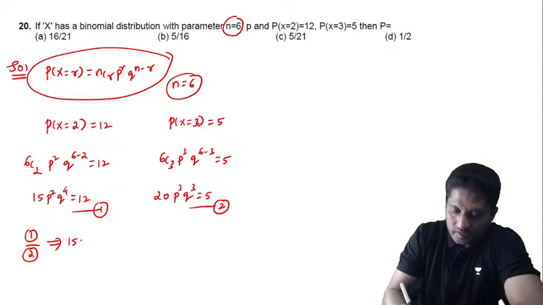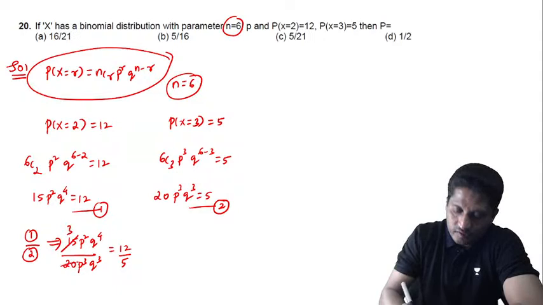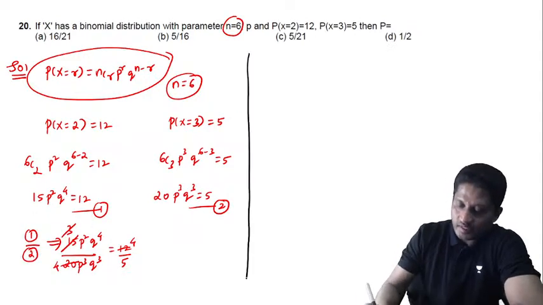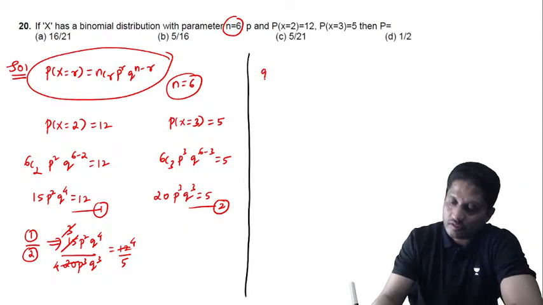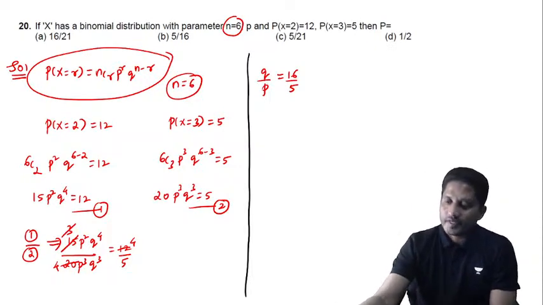This is 15 p square q to the power of 4 divided by 20 p cube q cube is equal to 12 by 5. If you divide by 5, 5 threes are 15, 5 fours are 20, and then p square will cancel with p cube. If I simplify this left side, q power 4 by q cube is q, right? So this is q by p, and if I cross multiply, it is 16 by 5, isn't it, guys? And I'm supposed to find out the value of p.